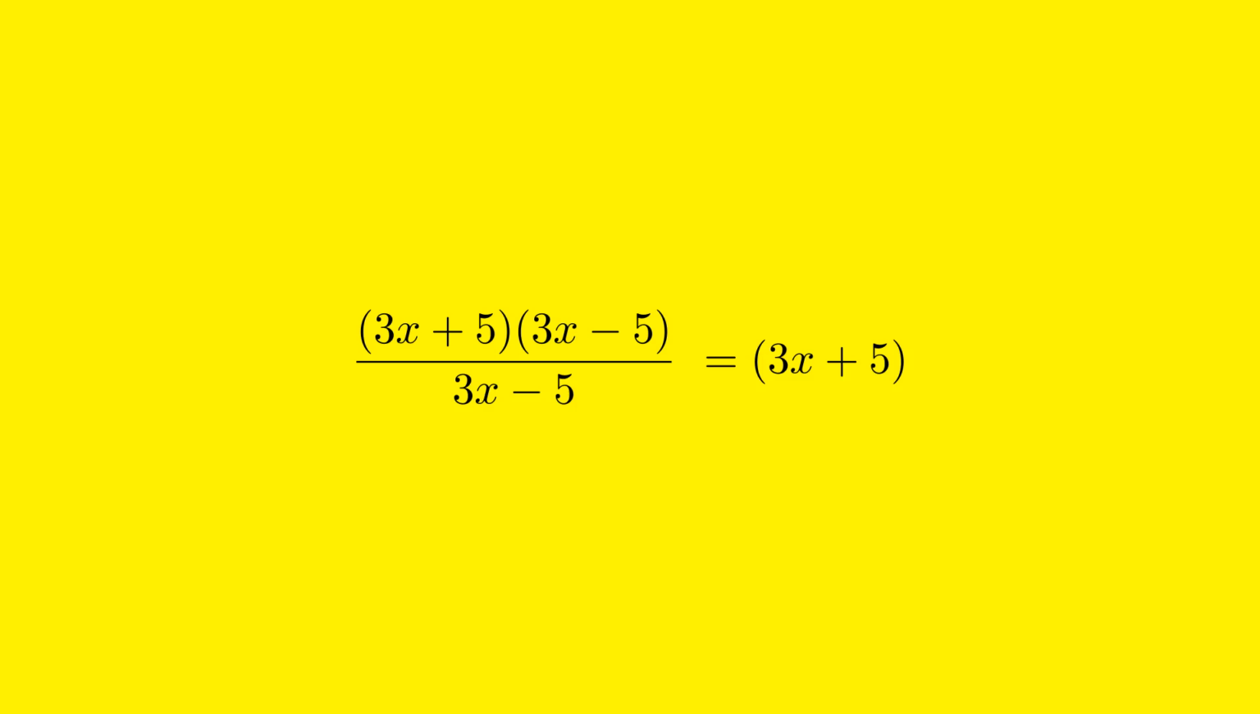When we cancel 3x minus 5, we are left with 3x plus 5. Therefore, the simplified form of the rational expression is just 3x plus 5. This is the final step, and the expression is now reduced to its lowest terms.